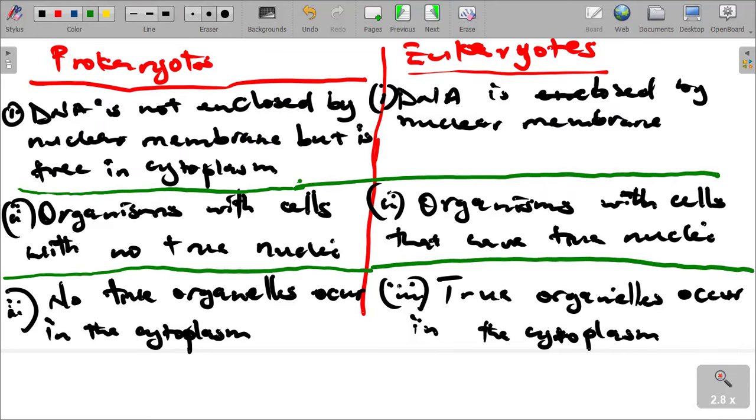You are giving differences according to the characteristics of this. So what you are saying is tabulate, you must draw a table that will give two classes here and there. No true organelles occur in the cytoplasm in terms of the prokaryotes. And then the eukaryotes, we are saying they have got true organelles that occur in there. And then DNA in prokaryotes is not enclosed by the nuclear membrane, but free in the cytoplasm. However, in the eukaryotes, the DNA is enclosed by the nuclear membrane.